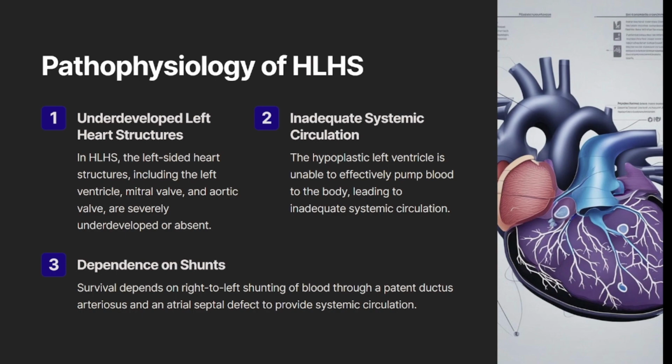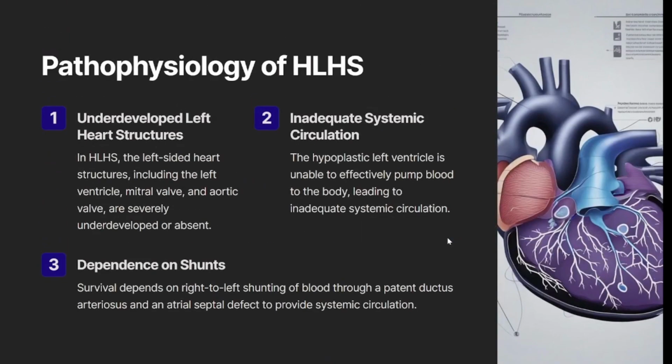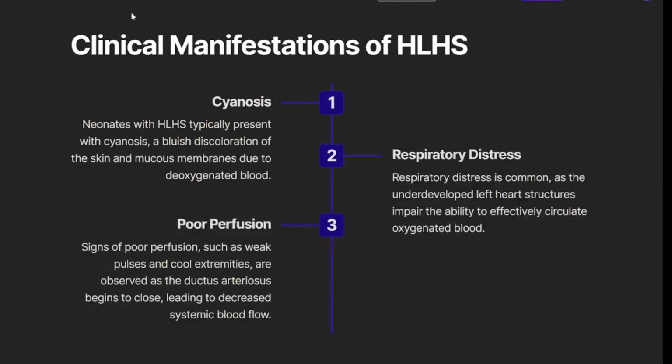This leads to inadequate systemic circulation, as the left ventricle is unable to effectively pump blood to the body. Survival depends on right-to-left shunting of blood through a patent ductus arteriosus and an atrial septal defect to provide systemic circulation. Question 2. What are the clinical manifestations of HLHS in a neonate?